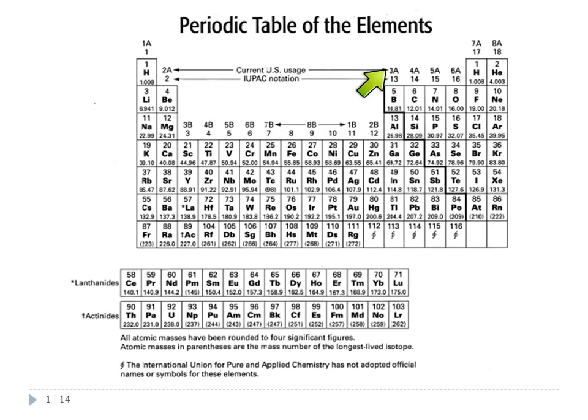So this is group 3A or 13. So just look at the 3. Here's boron in group 3A. It has 3 valence electrons. Here's nitrogen in group 5A, 5 valence electrons. Okay. It's really important to be able to identify how many valence electrons an atom has.